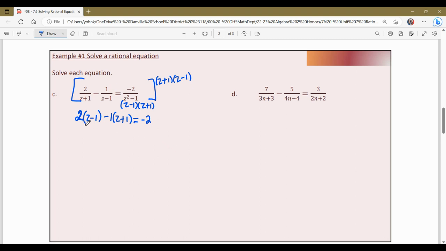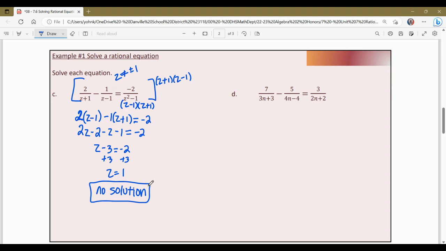All right, so now let's distribute. So we've got 2z minus 2 minus z minus 1 equals -2. Collect like terms, that gives me z minus 3 equals -2. Add 3 to both sides, z equals 1. All right, let's check for excluded values. Uh-oh, excluded values. Z can't be plus or minus 1. And we got +1. So therefore, sorry bud, no solution.